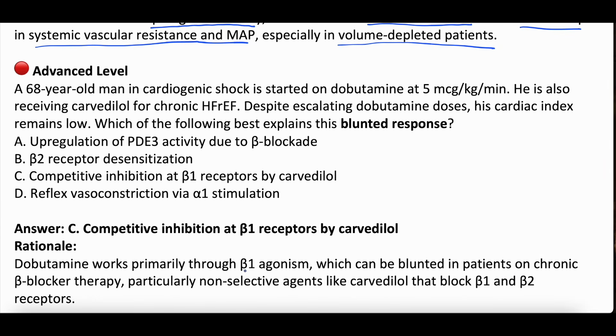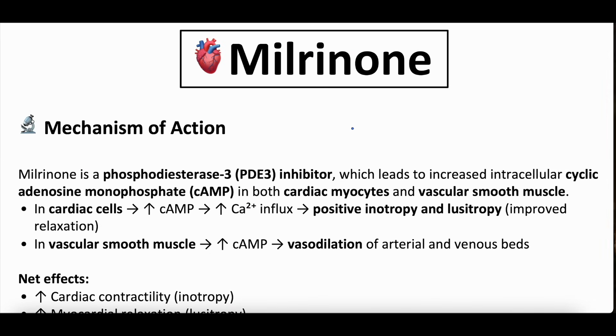So dobutamine works through beta-1 receptor agonism. And in patients on chronic beta blocker therapy, this can actually be blunted, especially patients on non-selective beta blockers like carvedilol. These block both beta-1 and beta-2 receptors and can lead to dobutamine having a more blunted response. No further ado, that was a mouthful.